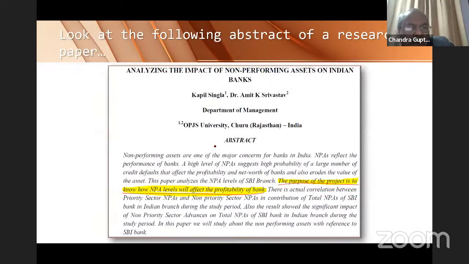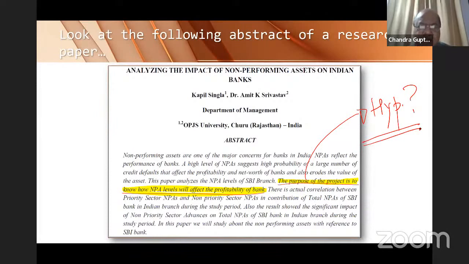Another issue. Look at the following: analyzing the impact of non-performing assets on Indian banks. The purpose of the project is to know how NPA levels affect the profitability of a bank. Do you see any hypothesis which the researchers would like to test? We all know that non-performing assets, NPA, is a real problem. And regulators and the banking industry are trying to find a solution for the same. And as a researcher, if somebody wants to see what is the impact of NPAs on the profitability of a bank, do you see any hypothesis involved in it?